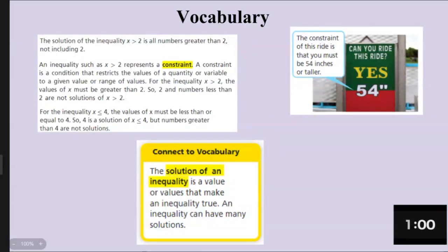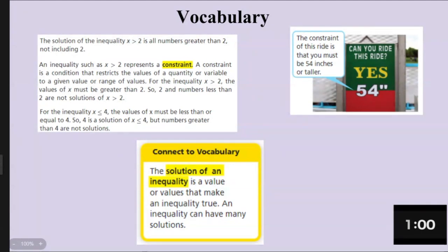And that constraint, in this case, again, is what restricts the values of that quantity to a given value or range of values. Okay. The solution of an inequality is a value or values that make the inequality true. And an inequality can have many solutions.